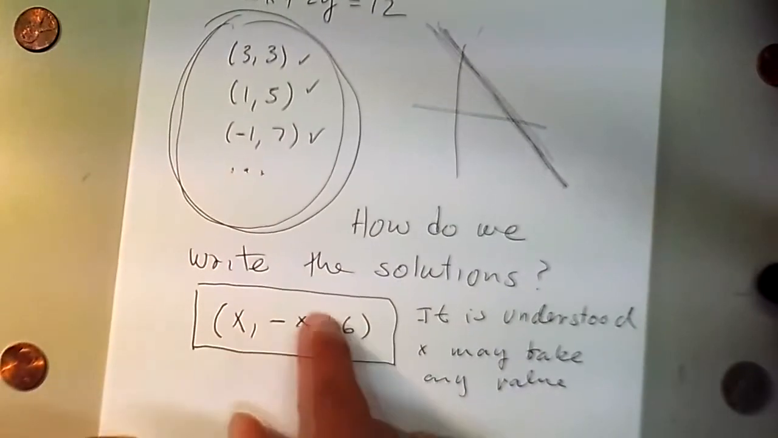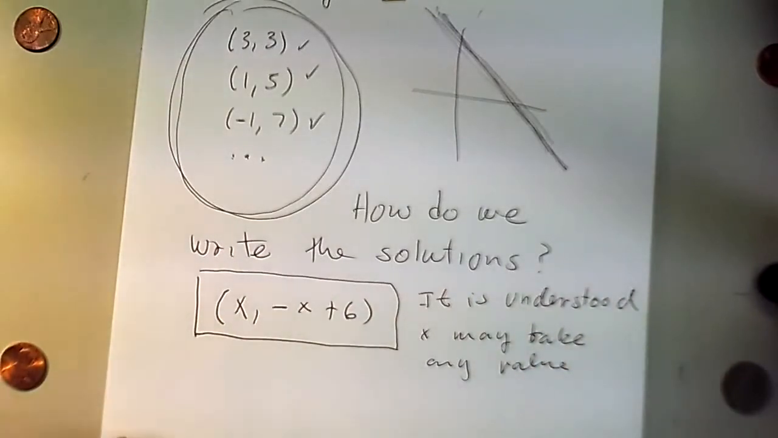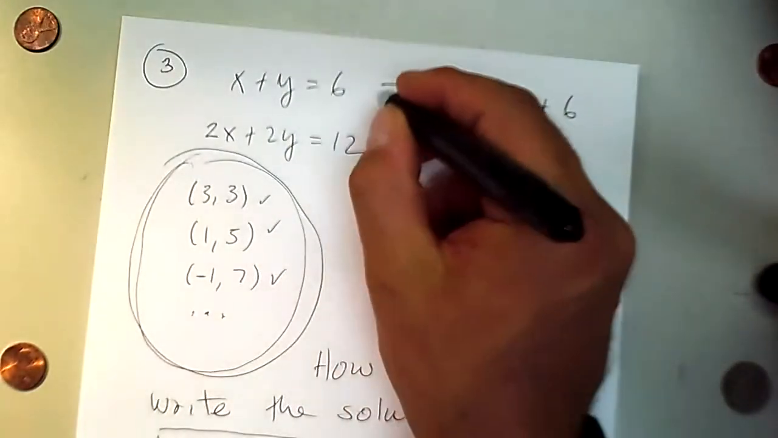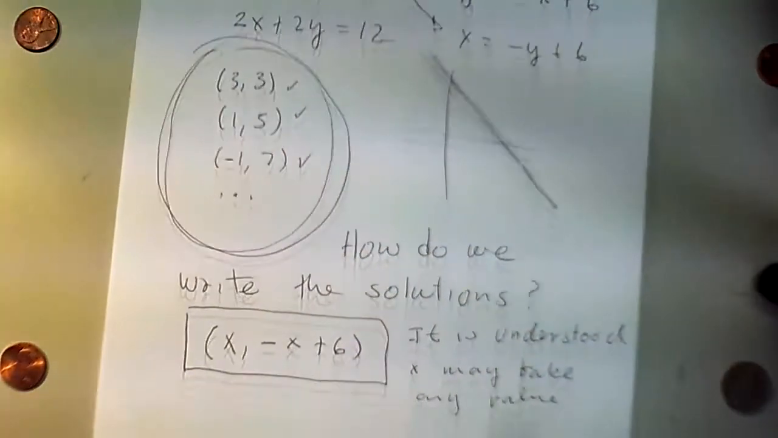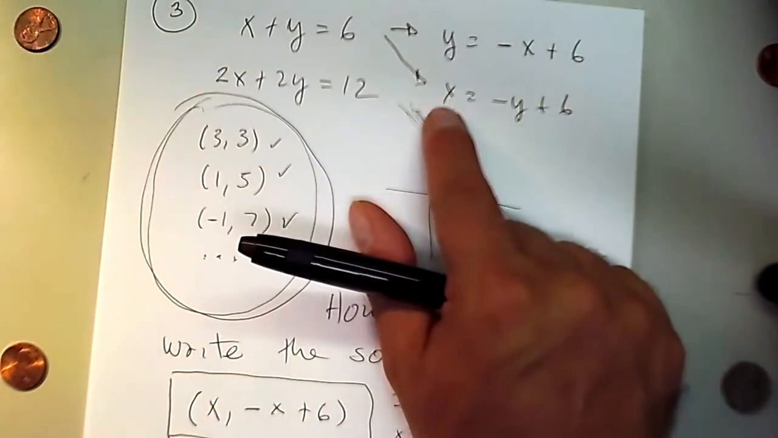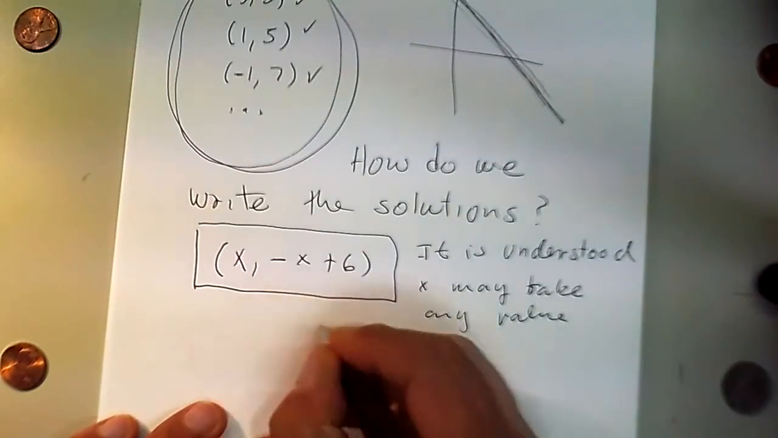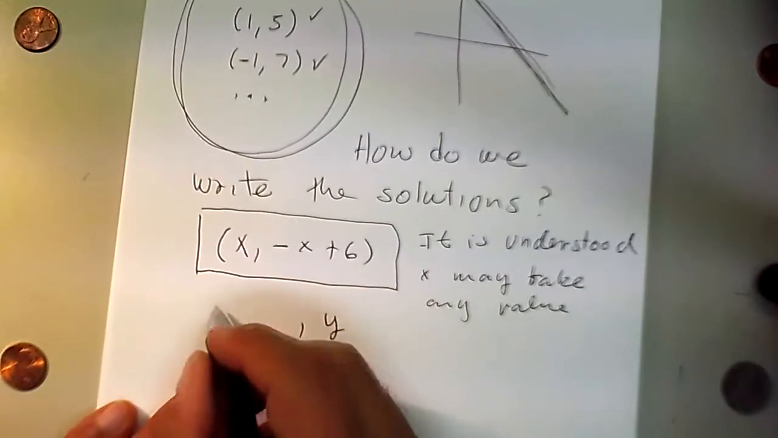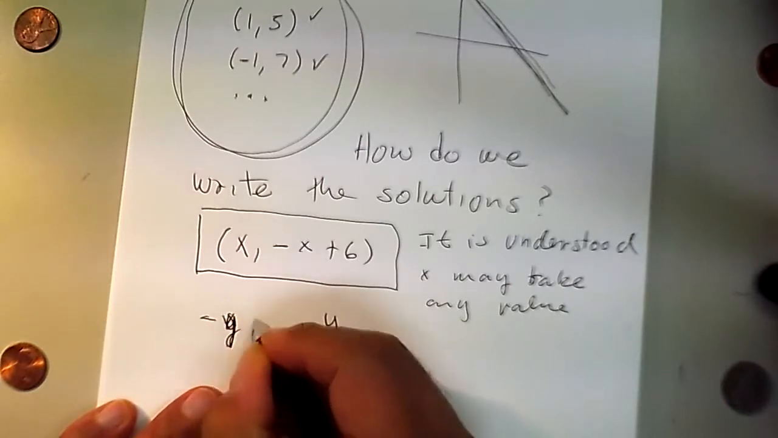So this does not tell us one solution. It tells us how to generate all the solutions. But somebody could say, wait a minute, can I solve for x? Sure. If we solve for x instead, x is equal to negative y plus 6. That is acceptable. Then y is the free variable. x is dependent on y. So that means that y is free, and then x has to depend on it, and we have to write down its dependency. Negative y, sorry, plus 6.